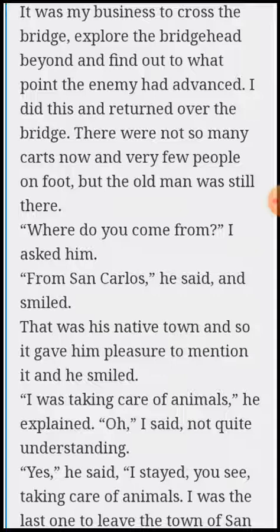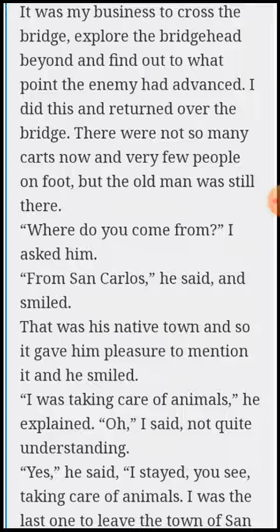"I was taking care of animals," he explained. Then, what else? The old man told the soldier that he was taking care of animals. "Oh," I said, not quite understanding. Then the narrator who was there, what did he reply? "Oh," I said, not quite understanding. That is, I didn't understand.